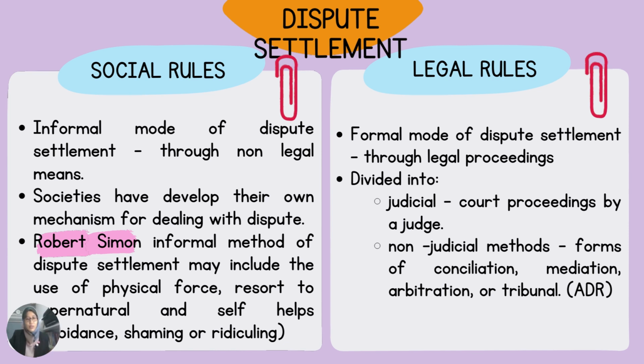So we look at social rules first. Social rules have an informal mode of dispute settlement through non-legal means. Meaning to say that when there is a dispute or issue in the society, they do not go to the court to settle the dispute. The society has developed its own mechanism for dealing with the dispute.